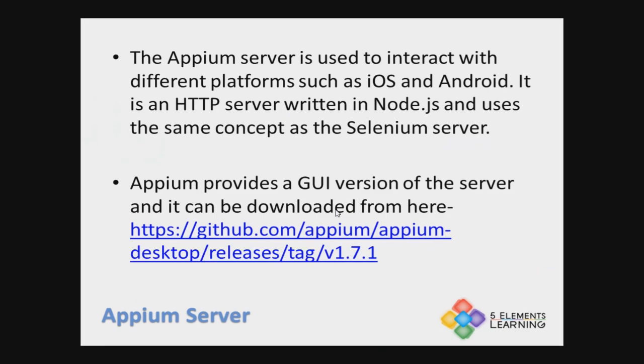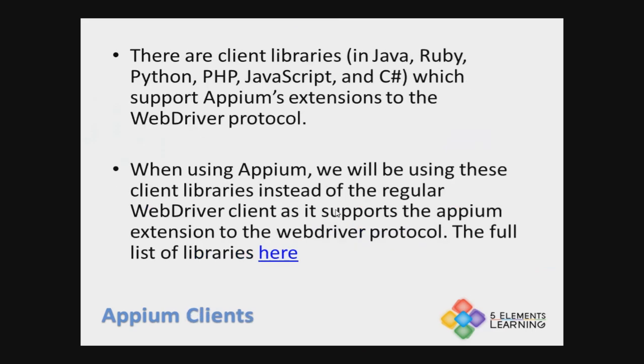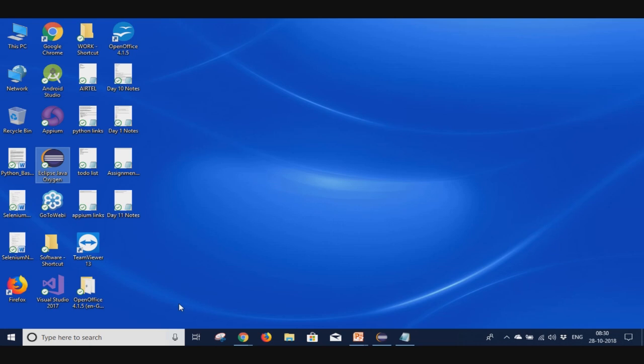So the Appium server is used to interact with the platform, which is like your iOS or Android. And as discussed, it's an HTTP server which is written in Node.js and it uses the same concept as Selenium server. So Appium provides us with the GUI version of the server which we all have downloaded. Let's try to run it. So you all must be having this icon on your desktop.